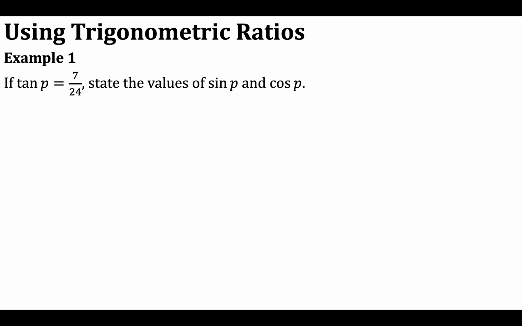Okay, so if we know that tan p is equal to 7/24, state the value of sine p and cos p. So we know that tan p is 7/24, but we also know that the tangent of an angle is equal to the opposite over the adjacent.